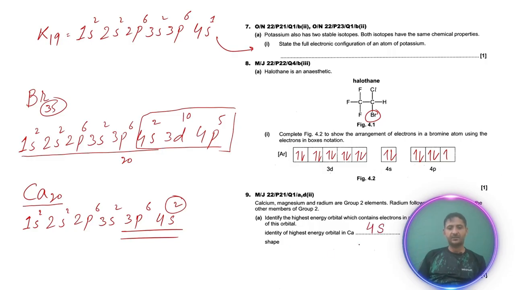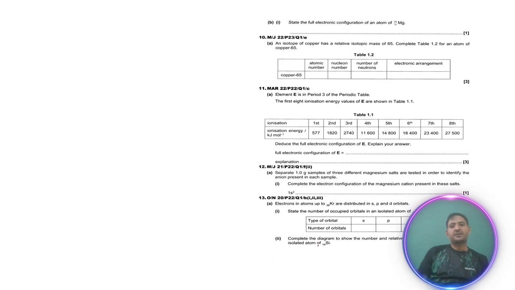And what is the shape? The s shape is spherical in nature. Okay. State the full electronic configuration of an atom of magnesium. Okay, next question: magnesium, atomic number 12. So it is very simple and easy. I can write it here: 1s2, 2s2, 2p6 and 3s2.